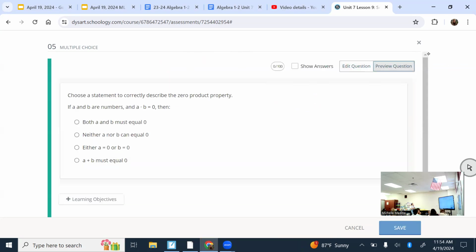Okay. So zero product property says what? Do both of them have to be 0 to give me 0? No, that's one. Okay, so then don't pick the one that says both. Does it say neither of them can equal 0? Can either of them be 0? Yeah. So then it should get out.